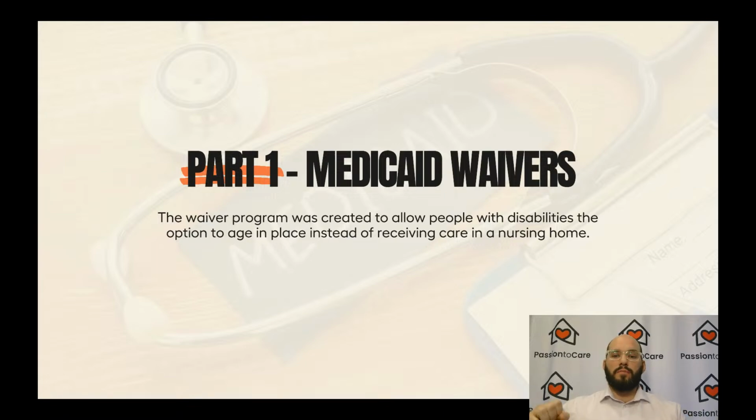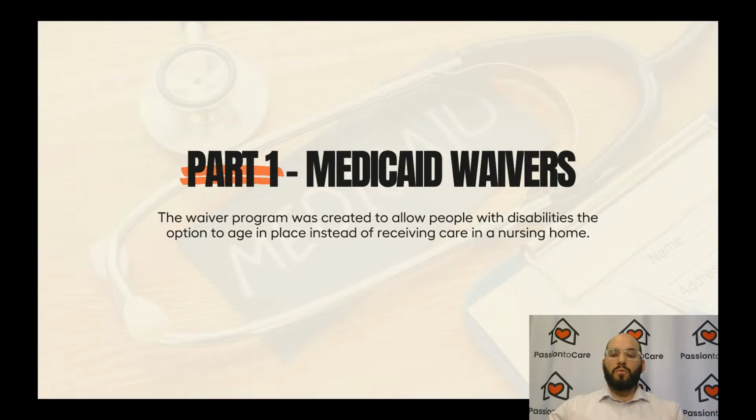And the government put in a variety of different solutions, waivers, and services to allow people to receive as much care as possible at home, which is oftentimes patients' preference. And the goal oftentimes is that the government ends up saving a tremendous amount of money by providing these services and allowing people to age at home.